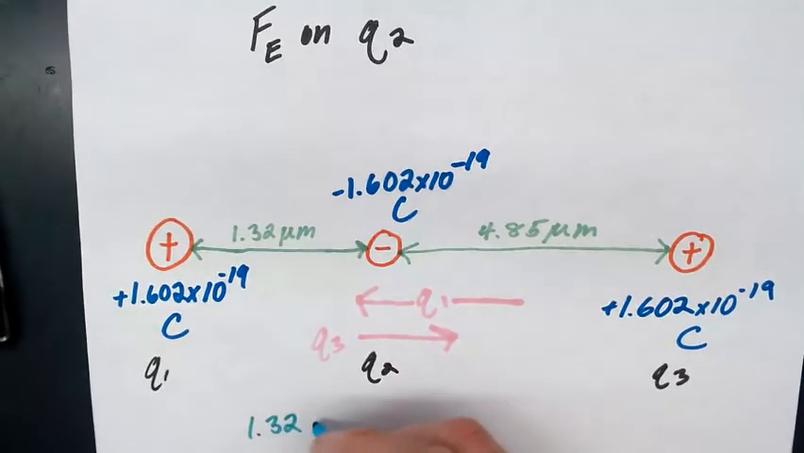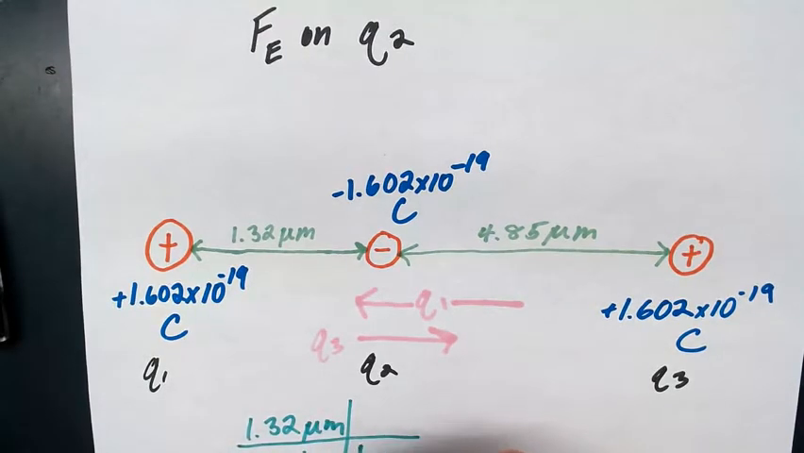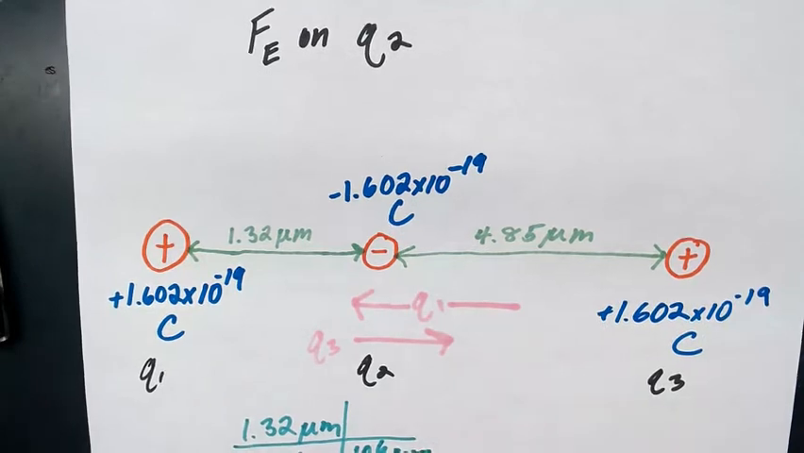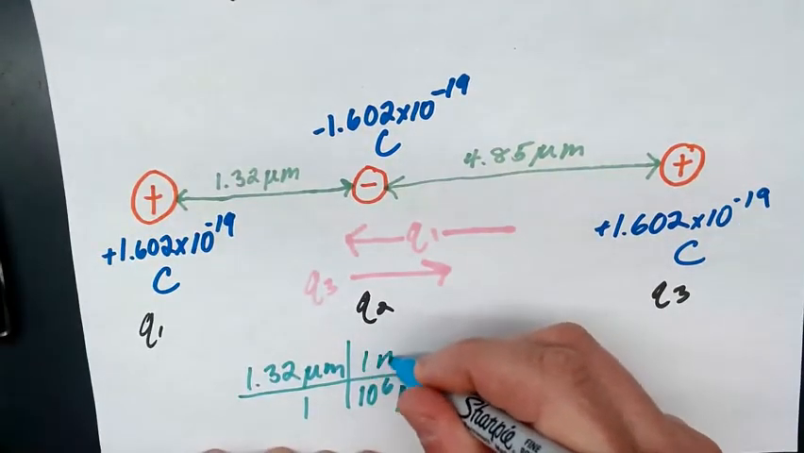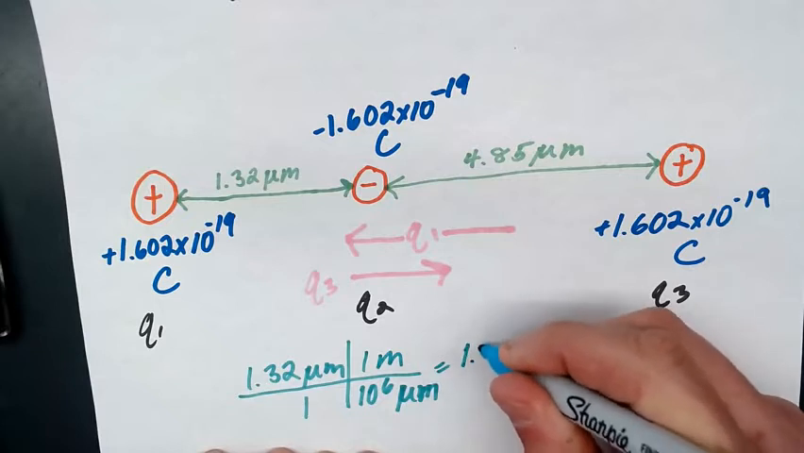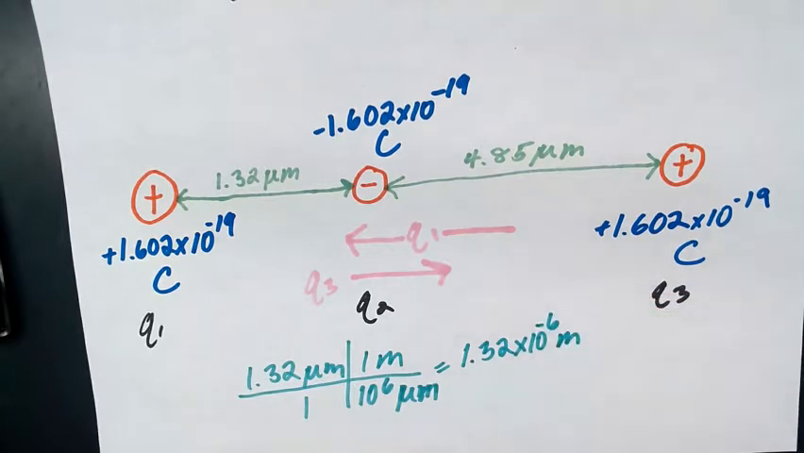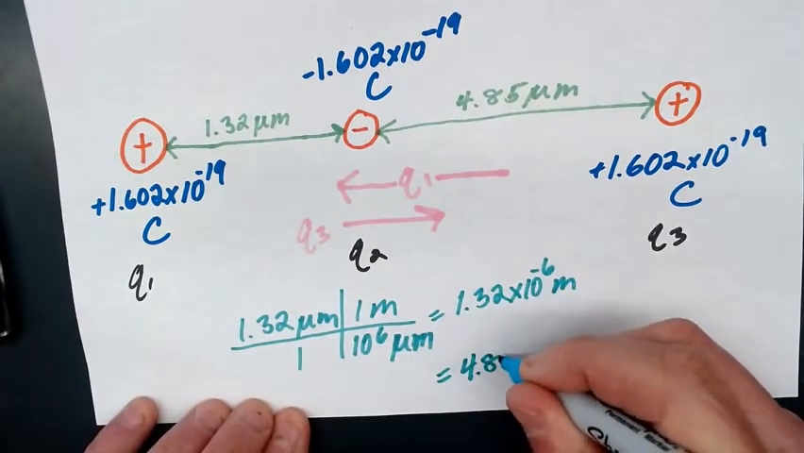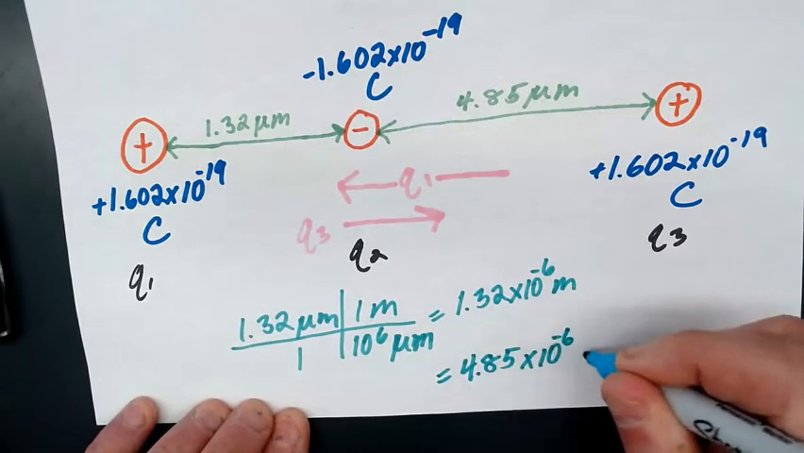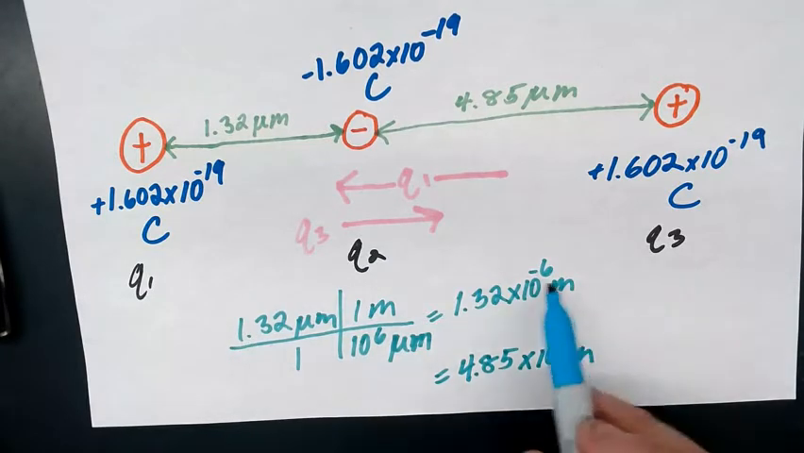So let's do the 1.32. 1.32 micrometers, I'll put that over 1, and I know the relationship is that 10 to the 6th micrometers, a lot of this really small unit, makes 1 meter. So when I do the math on this, I'm going to just get 1.32 divided by 10 to the 6th, which is times 10 to the negative 6. That's going to be in meters. I would do the same thing for the 4.85 number, which is fairly simple now, because I'm going to use the same number, 4.85, instead of 1.32. So there are my distances now in meters.